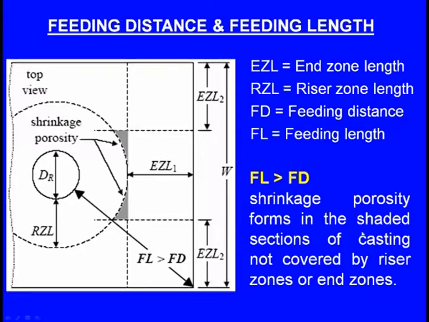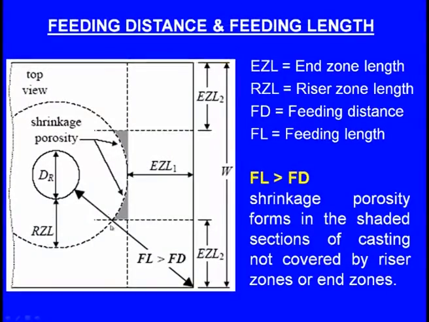Shrinkage porosity forms in the shaded sections of the casting not covered by the riser zone or the end zones. For example, up to this much portion, the casting is covered by the riser zone, so there is no possibility of formation of a shrinkage cavity up to here. This much portion is the end zone, so there is no chance of formation of a shrinkage cavity because of the end effect. Now, what about this shaded portion? It is not covered by the riser effect, and not covered by the end effect, so a shrinkage cavity will be there. Why is a shrinkage cavity there? Because in this case the feeding length is greater than the feeding distance.